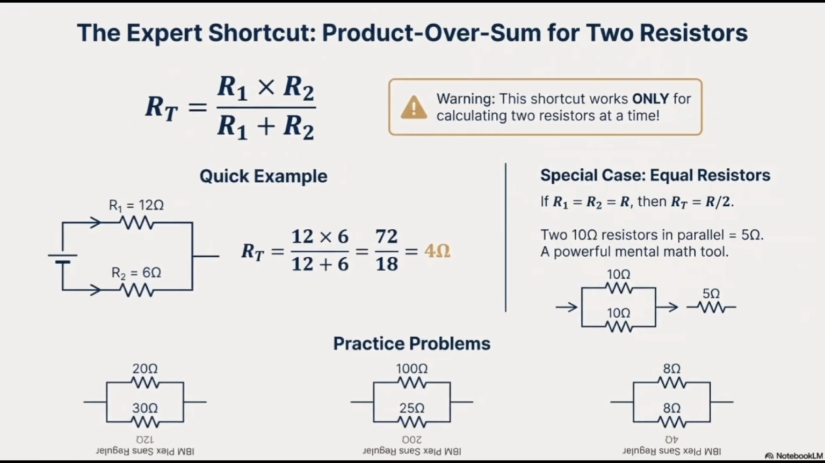So what would happen if I have only 2 resistances? Either I can find it with 1 over RT is 1 over R1 plus 1 over R2, or I can use a shortcut. This shortcut, which would be better to memorize, is going to help me. Instead of just doing 1 over R1 plus 1 over R2 by itself, I can just follow this formula and still I'm going to have the right answer.